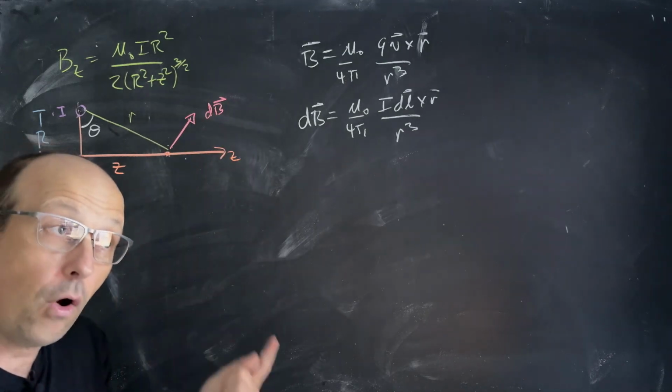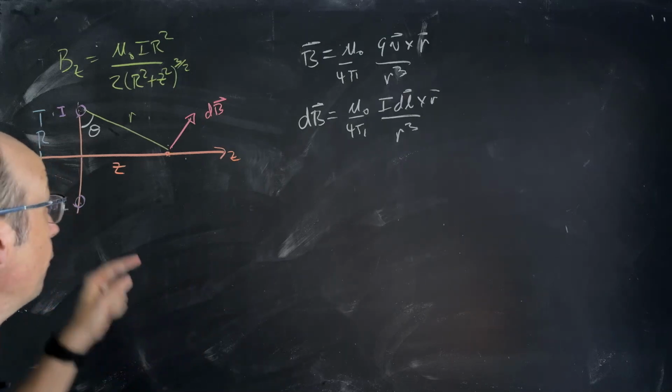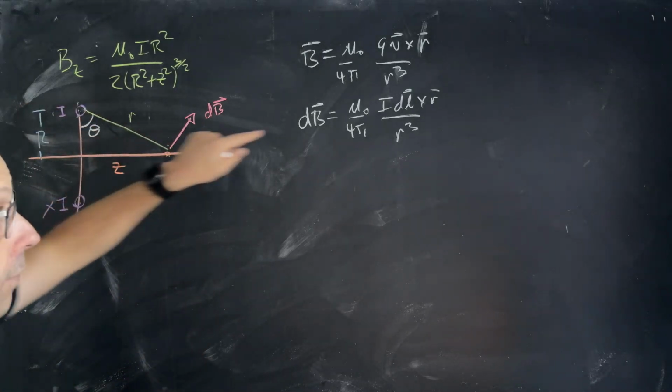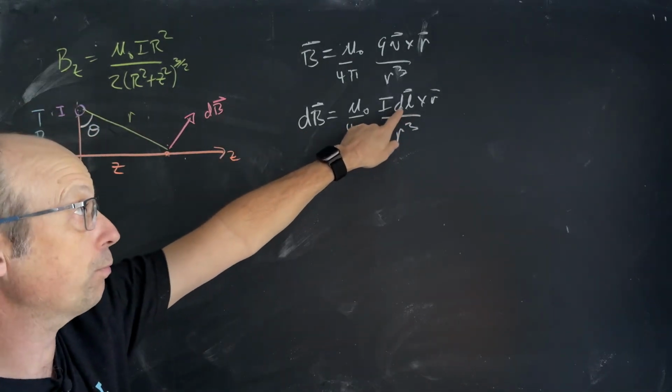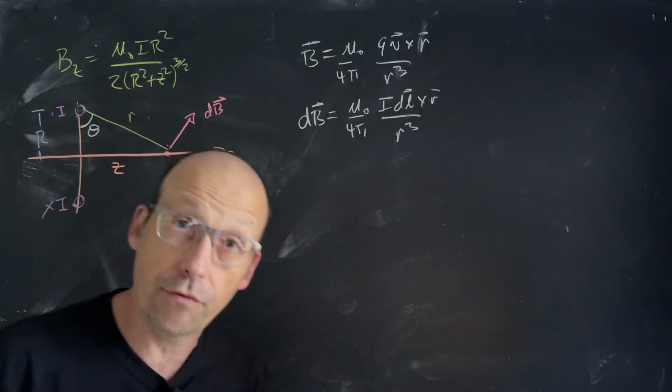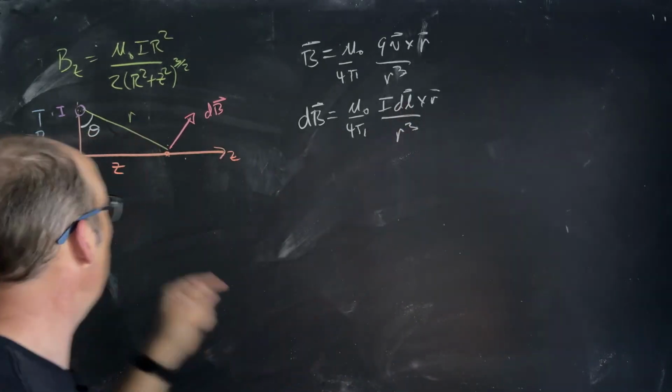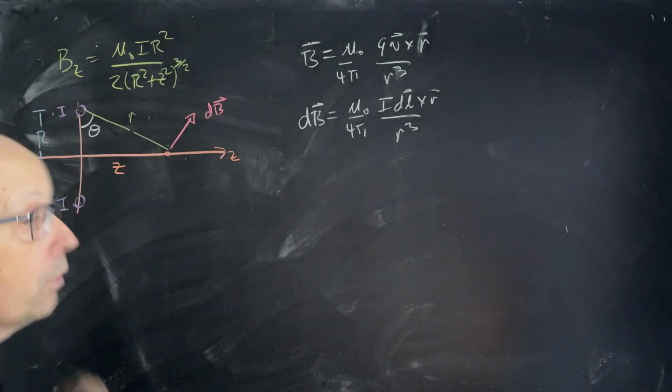So not only is that the direction, but it also has to be perpendicular to r, right? When I take the cross product between two vectors, it returns a vector that's perpendicular to both dl, which that is, and r, which it is. Okay.